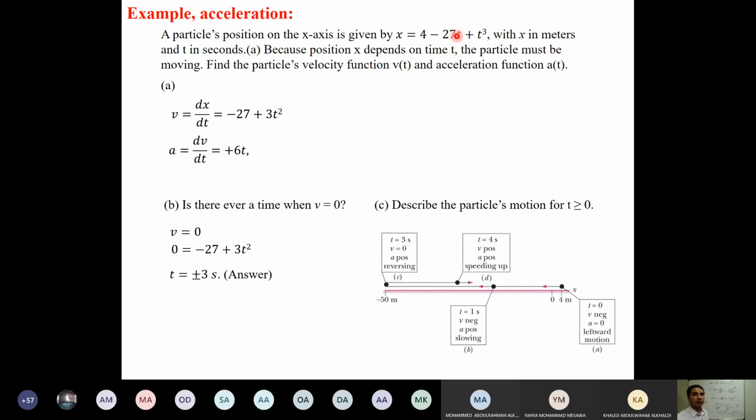But let me explain the first one. When you put t equal to 1, then here you will have 4 minus 27 plus 1. The answer is going to be minus 22. So minus 22 is definitely negative. A negative displacement means that the object is now going in the negative x direction. Do you understand this step? Yes. Okay.